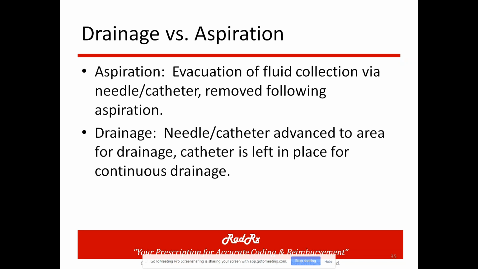So now that we've looked at aspiration, we're going to move on and we're going to talk about drainage. So with the drainage procedure versus aspiration, as I already mentioned, when we're dealing with the drainage codes, we're looking for evidence that that catheter has been left in place for continuous drainage. If they're placing a catheter and then they're removing the catheter at the end of the procedure, then we're going to look at an aspiration code. We're going to look at that paracentesis, the thoracentesis, or any of the aspiration codes that we were talking about, whatever may fit the scenario.